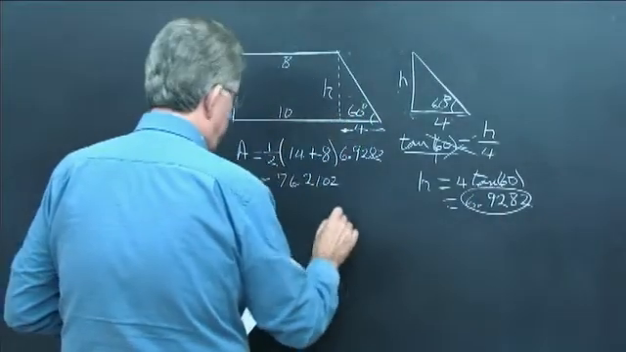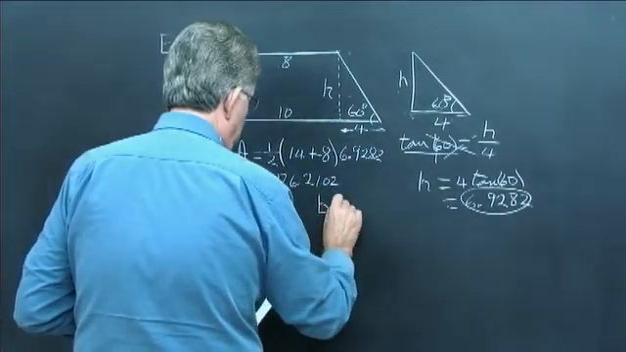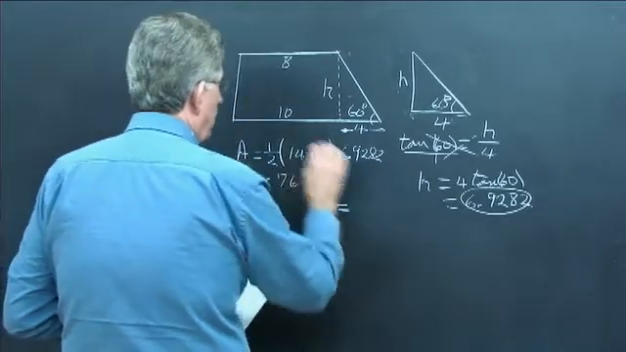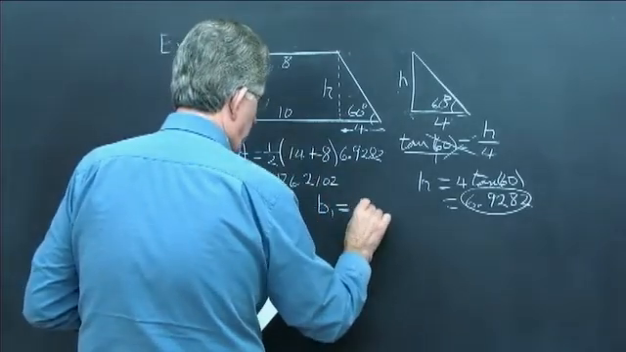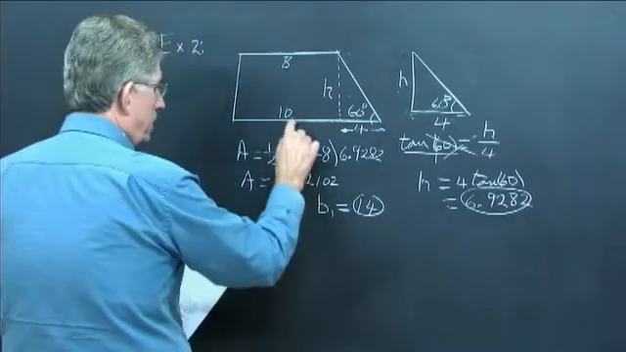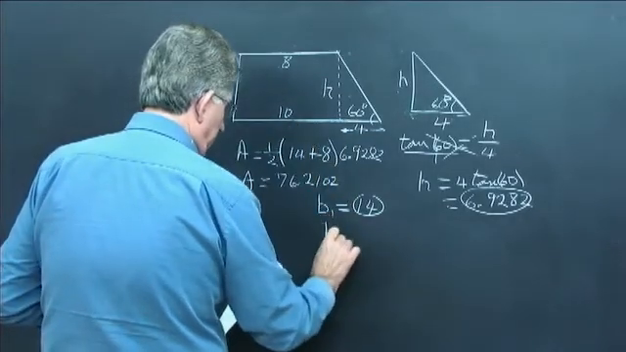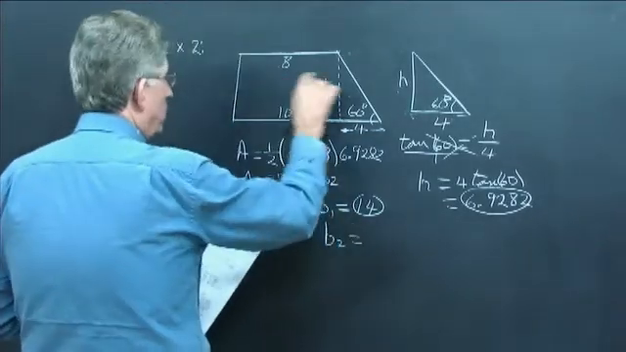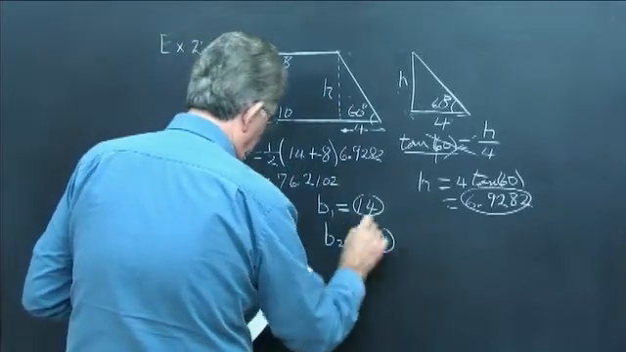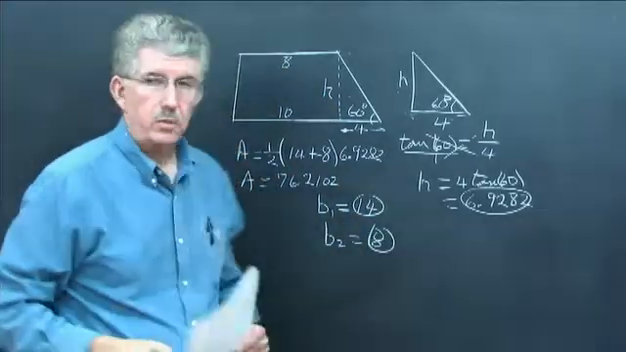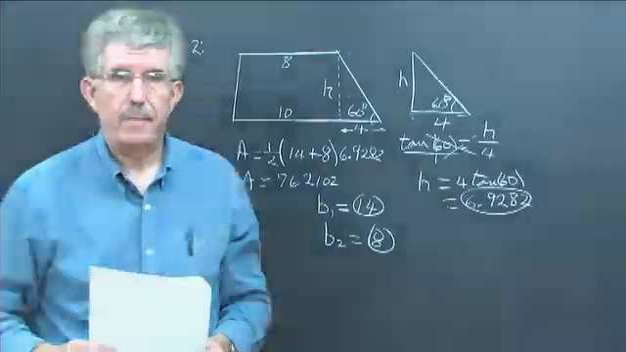Now, we should be circling all our answers here, and we were asked to get the height, the area, and we're also asked for the two bases. It doesn't matter which one you call base 1 or base 2. So here's 14. Remember, that was 10 plus 4. And base 2, this other one, was already given as 8. So there's all 4 things that were required of this problem.